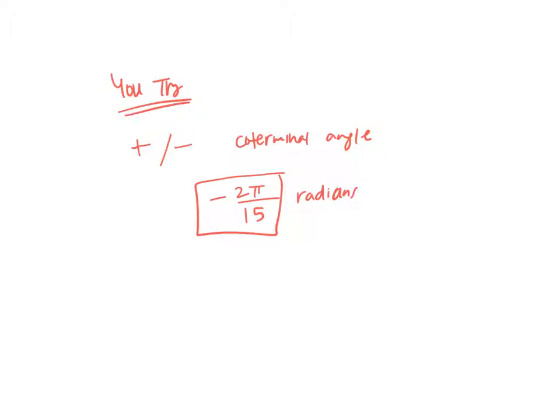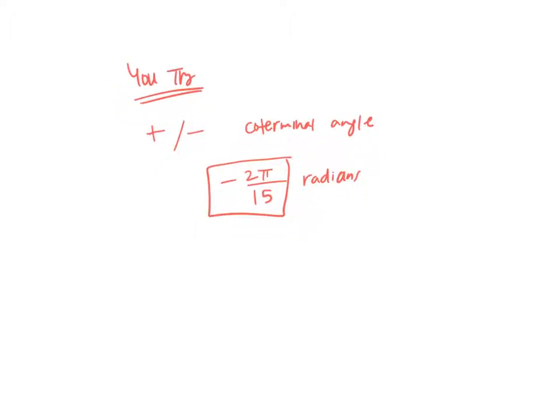Find a positive and negative coterminal angle to the following: negative 2 pi over 15. So if you have negative 2 pi over 15 radians, find a positive and negative coterminal angle. By the way, when you're typing in your answer, type it in as pi for your pi, okay?